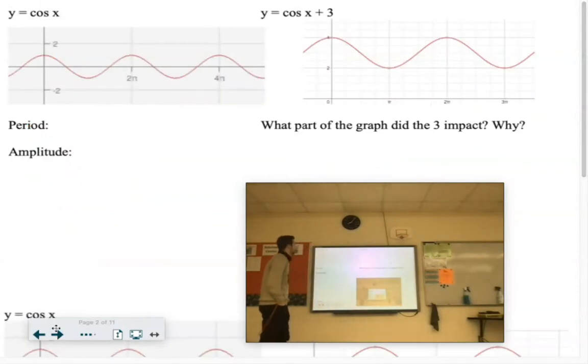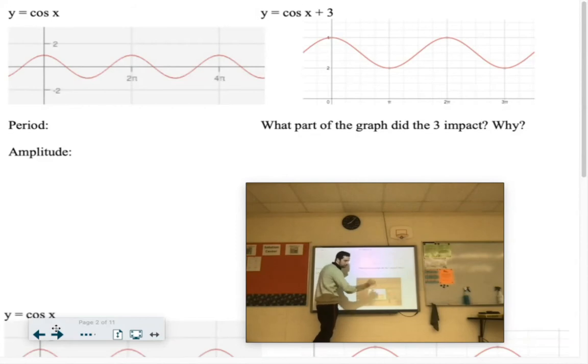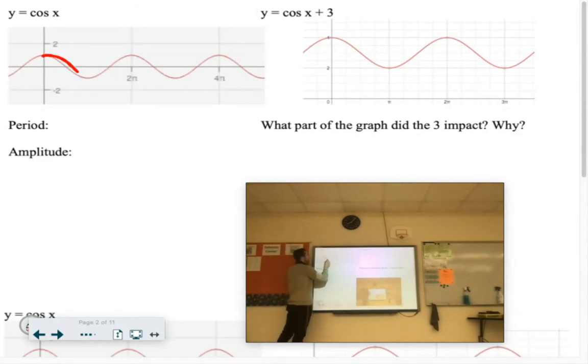Ooh, cosine. So remember, cosine starts at the top, then it dips to the middle, bottom, middle, top. Whereas sine goes middle, top, middle, bottom, middle. So here's our cosine. The period again is 2 pi. Sine and cosine, their period is both 2 pi. The amplitude here goes up 1 from the center and down 1 from the center, so our amplitude is 1.